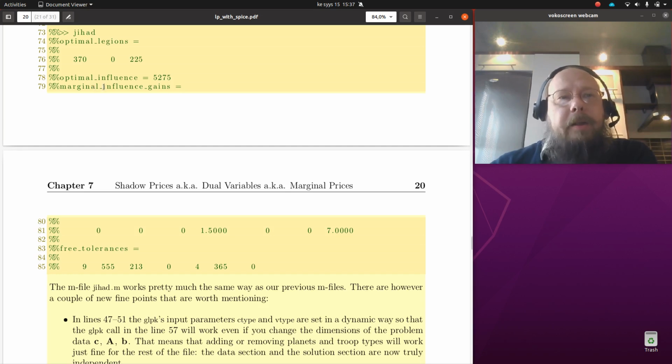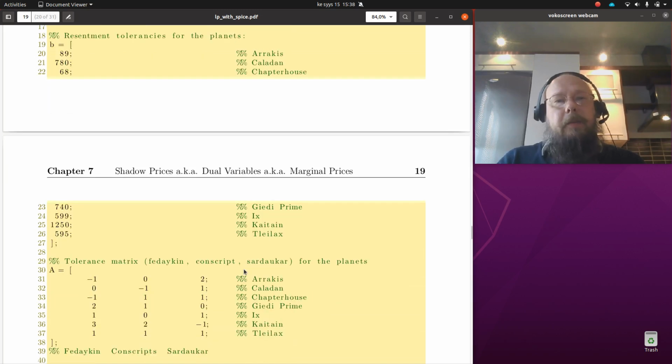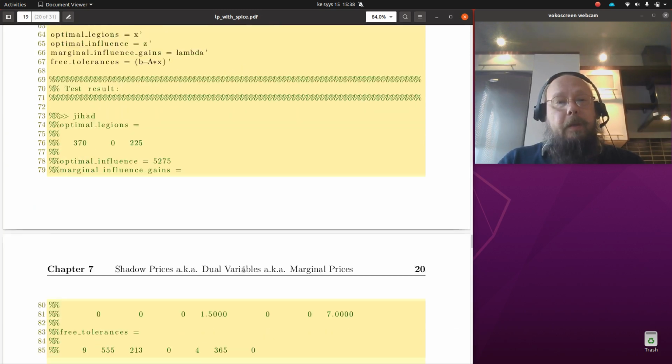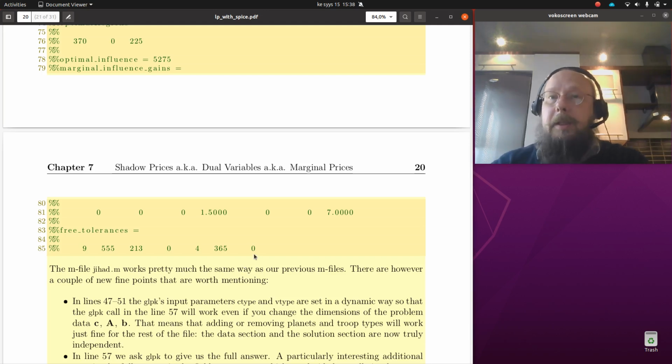And then there are marginal influence gains. So 1.5007. And these are related to the planets, of course. And then there are free tolerances. So this means that in the last planet, and let's see what was the last planet, that was Tleilax, there is no remaining tolerance at all. So if we send the rapid deployment force to Tleilax, there is no more tolerance left, so it's maybe on the brink of rebelling, but it's not yet rebelling.